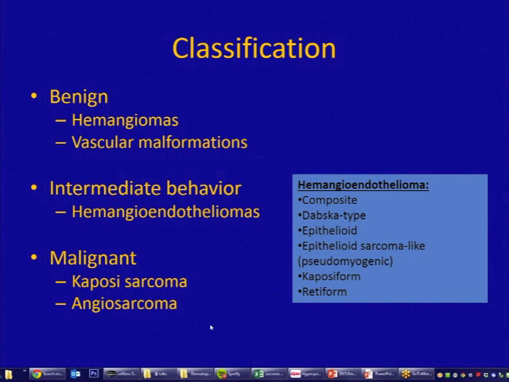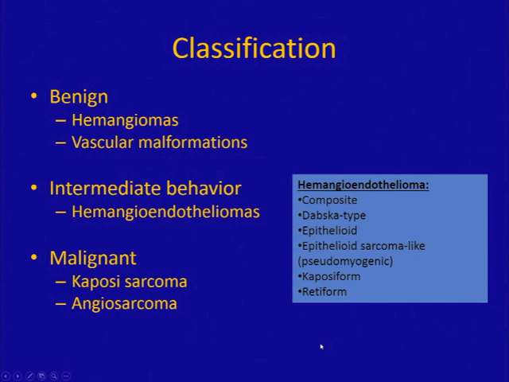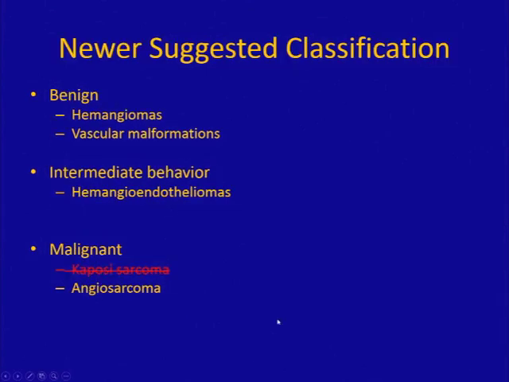And then more recently, people have proposed that maybe Kaposiform doesn't belong under malignant. Maybe it's more like an intermediate behavior lesion, and I think that makes sense. Most people do not die from Kaposiform. In contrast, most people with angiosarcoma will die from their disease. About 80% of people with angiosarcoma will eventually die from disease. And Kaposi, unless it's HIV associated, usually does not result in mortality. So maybe it's more like an intermediate behavior lesion.